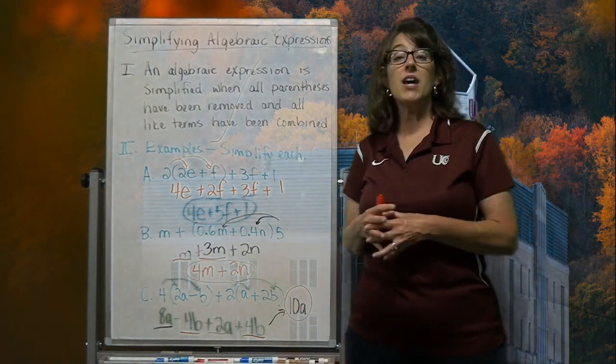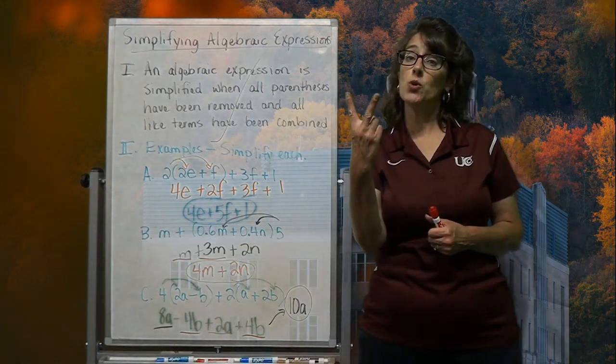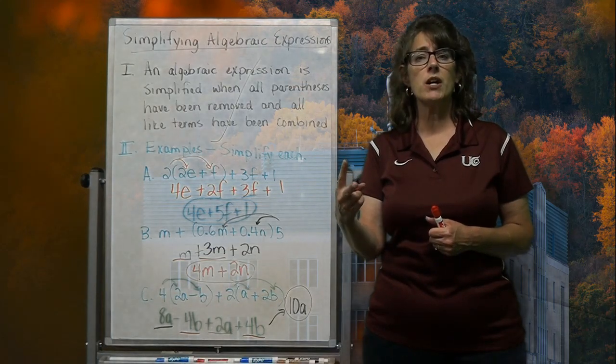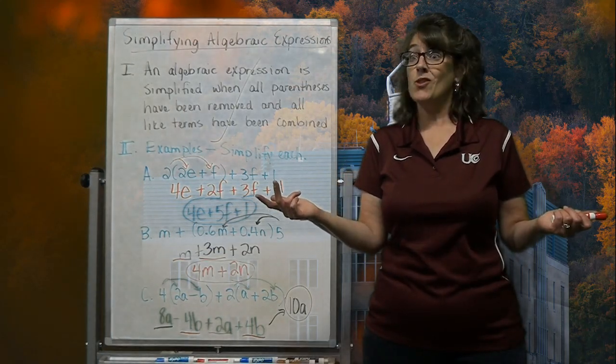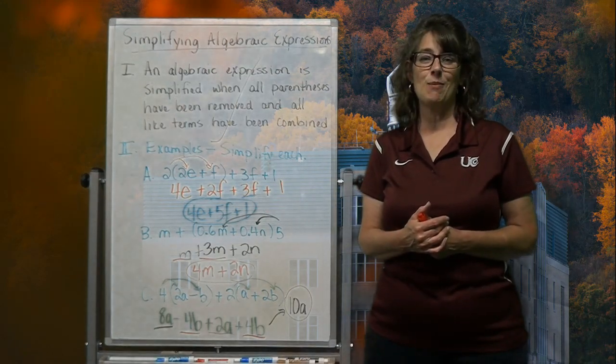So I hope that helps with the idea of simplifying algebraic expressions. Remember, right here in black and white, 2 conditions. Get rid of all the parentheses, combine up all those like terms, because once you've got that done, there's nothing else to do. You can't do anymore. You are done, and it's simplified.